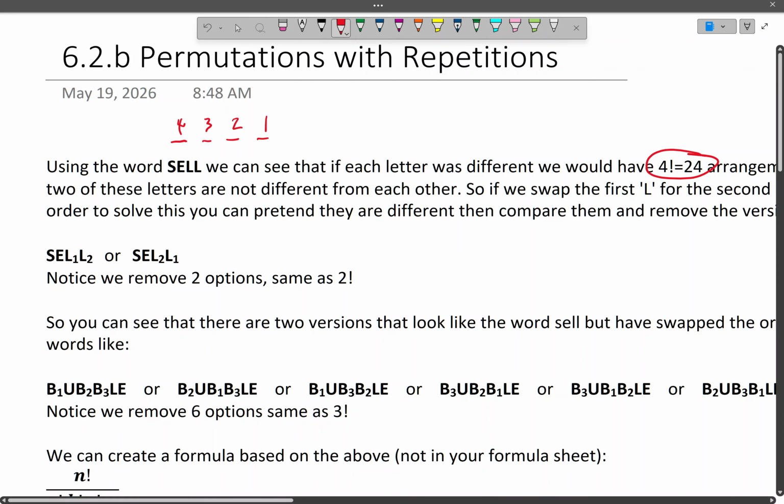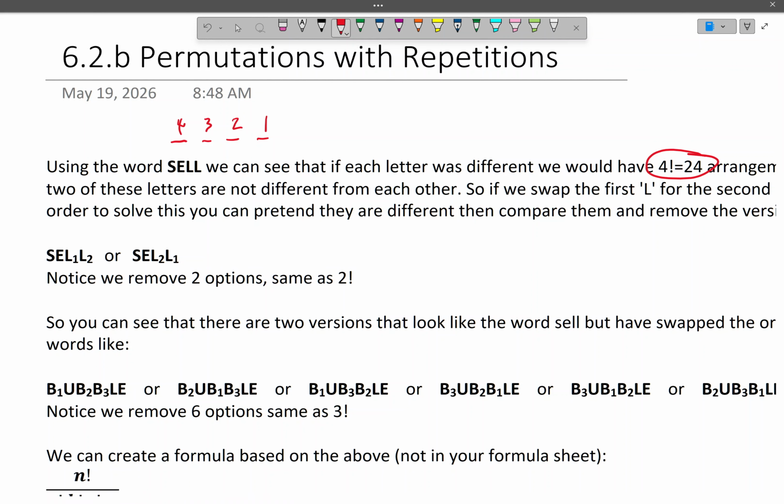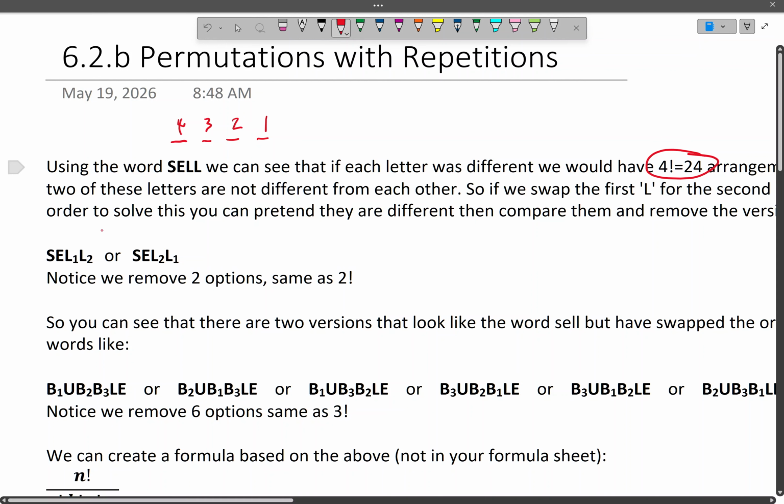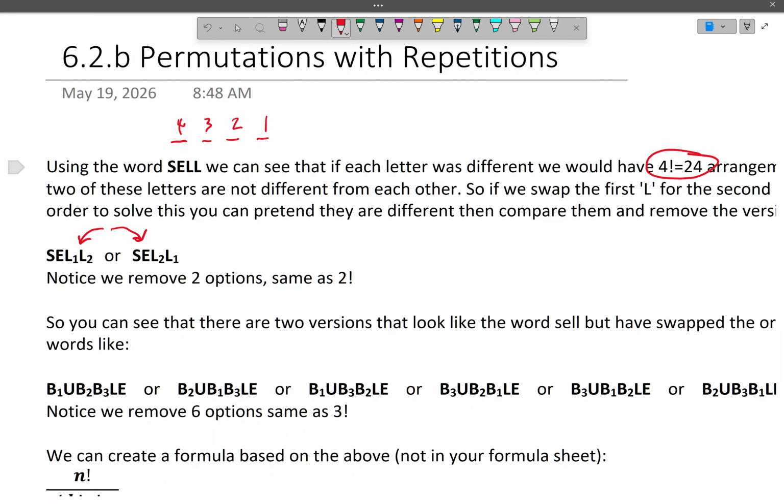But if we consider the idea that both L's are the same, right? If we switch the order of those two, for example, where L1 is first, or L1 is second, we can see that there's 2 versions of that word that look the same. So we have to remove the same options. And so what we're going to do is remove 2 factorial. Now, this is always going to be true.